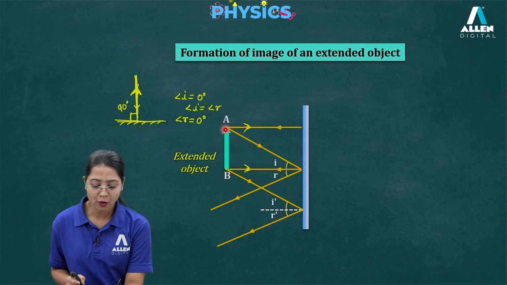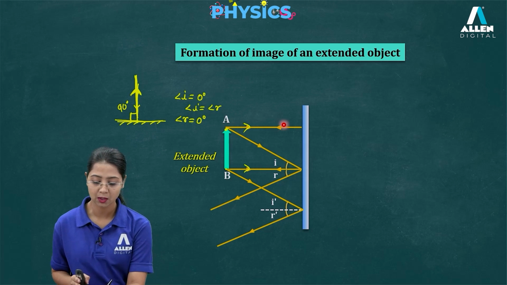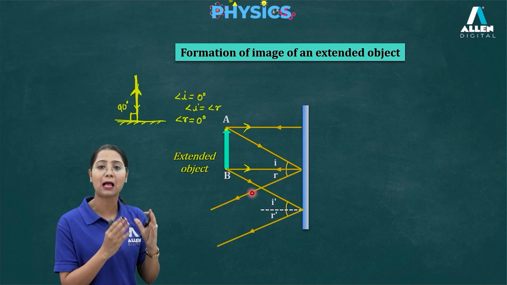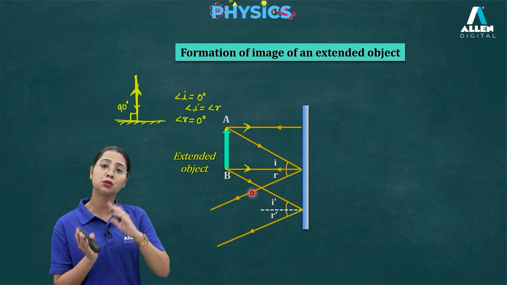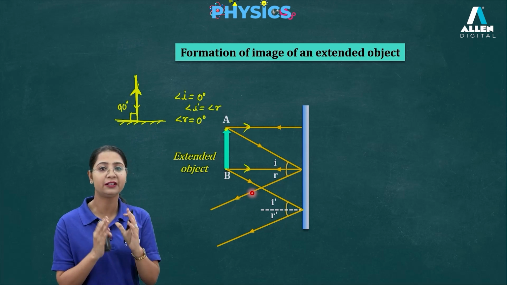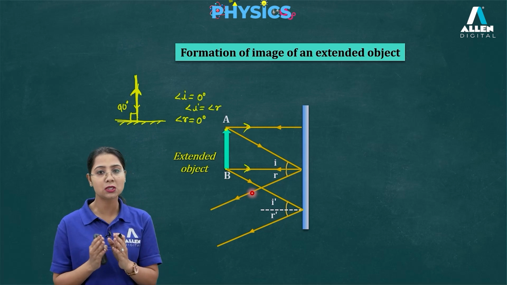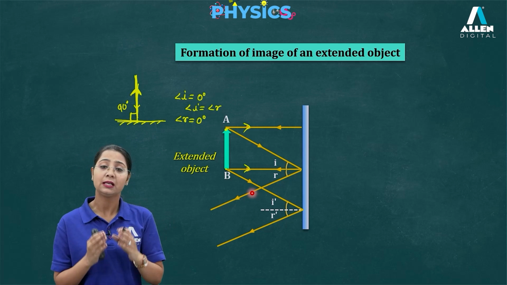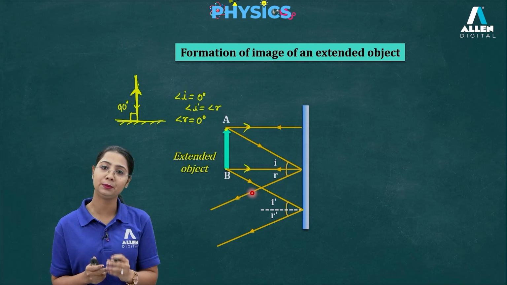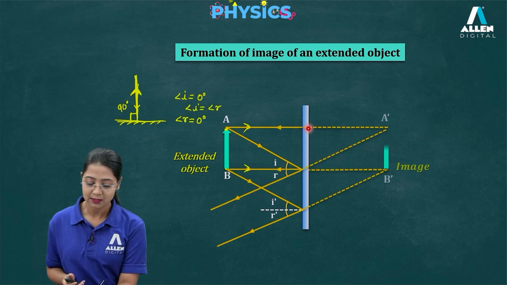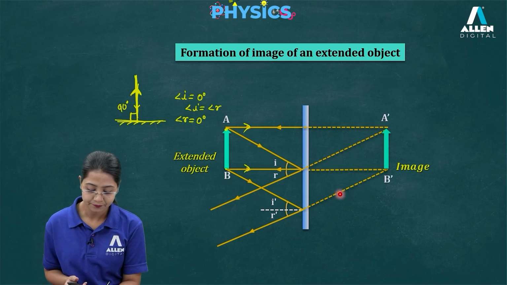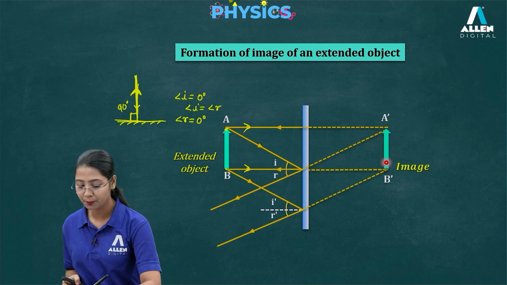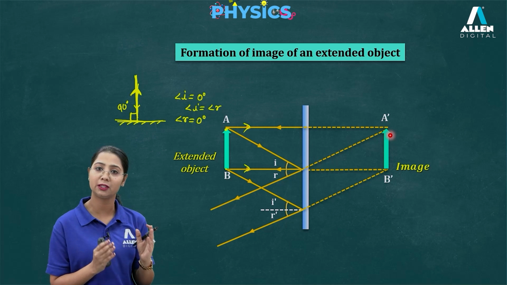Now what will we do? We will find that from point A, 2 reflected rays are there, 1 and 2. And we know that these 2 reflected rays cannot meet in actuality. But similar to the point object, we extend the reflected light rays behind the mirror. So here also we will extend the reflected light rays behind the mirror, and we will find that yes, the reflected light rays appear to meet at a point, right? So let's extend these reflected light rays behind the mirror. You will find that these reflected rays appear to meet. Just join these 2 points and you will find the image of the extended object.